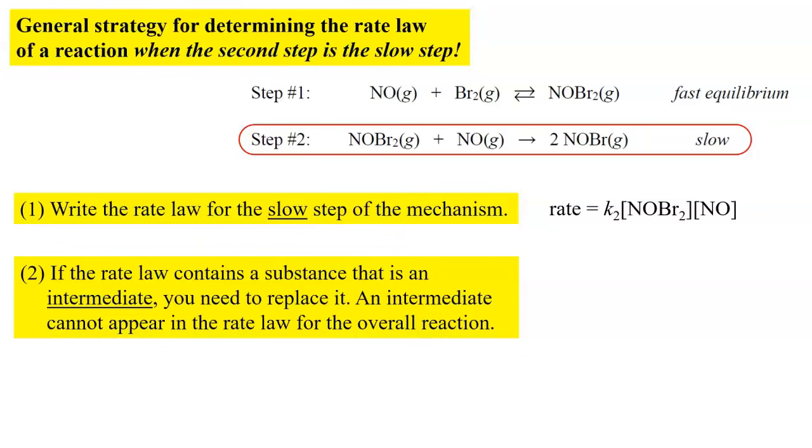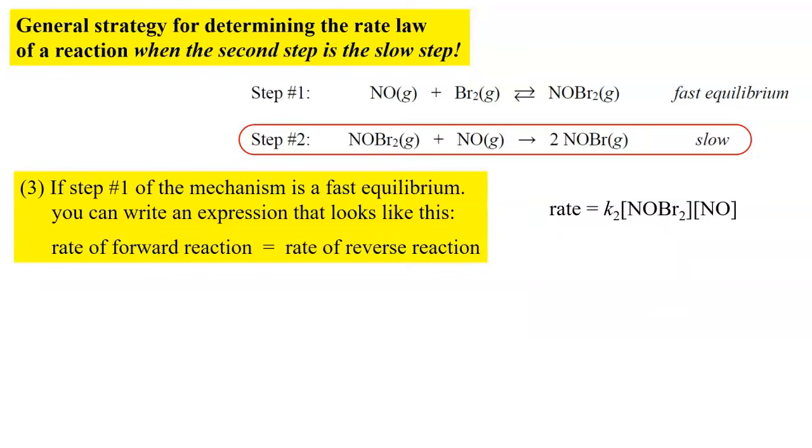An intermediate is a substance whose initial concentration is unknown, and therefore it cannot appear in the rate law for the overall reaction. So we need to replace or substitute the NOBr2, which happens to be an intermediate in this particular mechanism. So if step 1 is a fast equilibrium, then the rate of the forward reaction is equal to the rate of the reverse reaction.